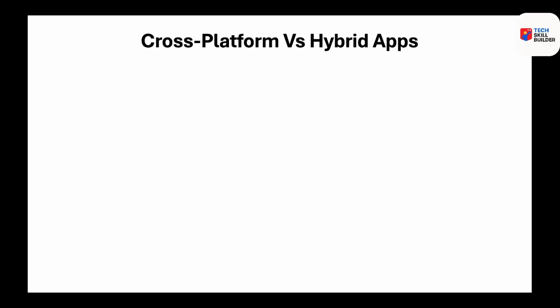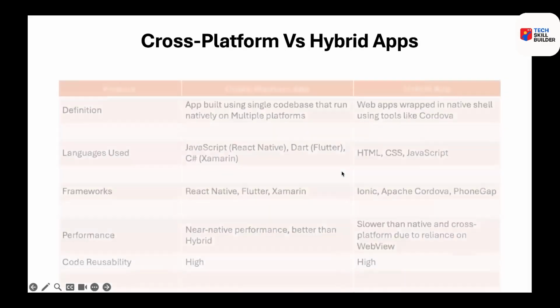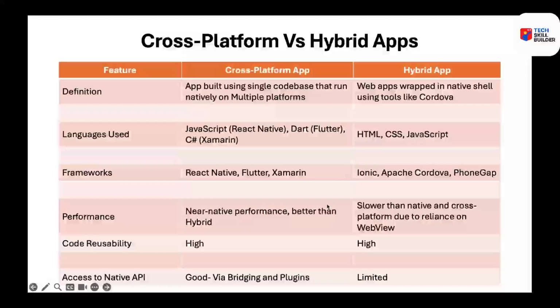So we'll see performance wise whether cross-platform or hybrid platforms are good. For near native performance, better than hybrid, we'll go for cross-platform like React Native, Flutter, and Xamarin. Hybrid is slower than native and cross-platform due to the reliance on the web view.